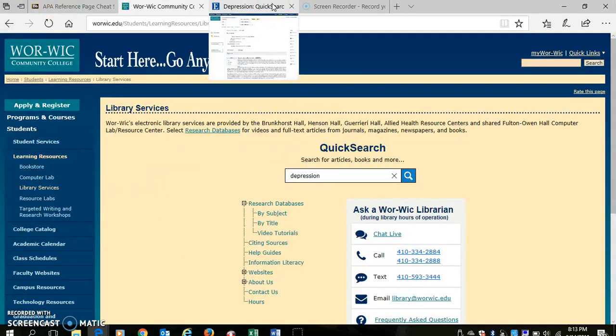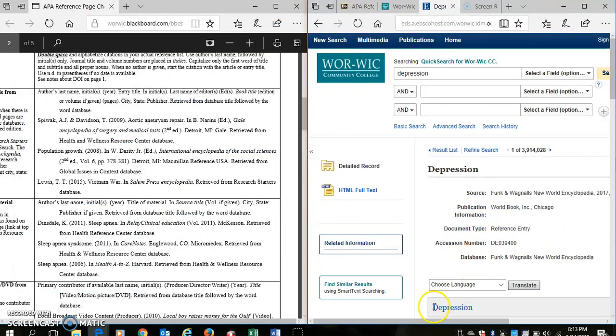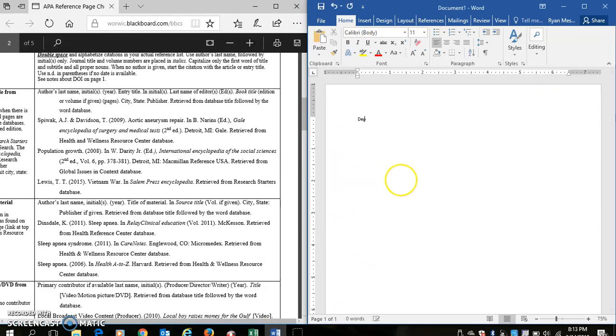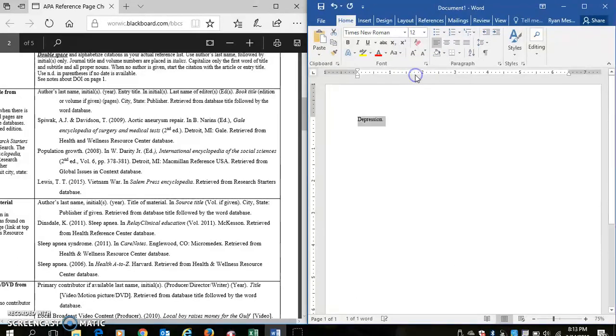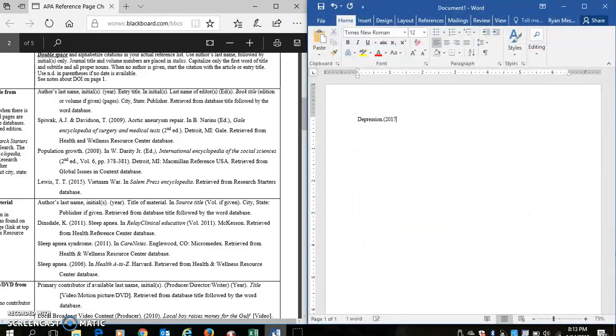So let's pull up the article and let's come over here. So we know that the title of our entry is Depression. So just like we do over here, we're going to put Depression, and when we do APA style, we want it to be Times New Roman, 12-point font, right? So we've got Depression, just like they have there, right? Then we need to find the year that it was published. Well, if we take a look right here, the version of this encyclopedia is 2017. So we're going to put 2017, give a space after the period.